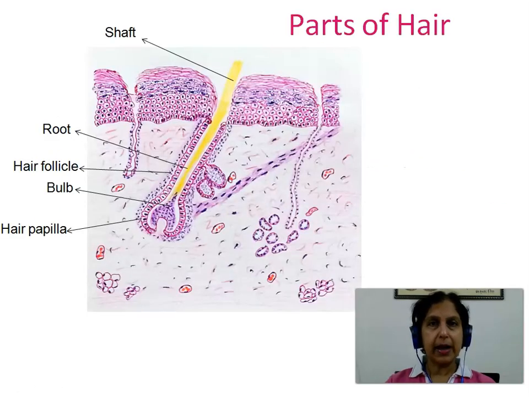Here is a hand-drawn diagram of thin skin and we see the parts of hair here. This here is the hair shaft and this here is the hair root and its lower expanded end is the bulb. We also see the hair papilla and the hair follicle.